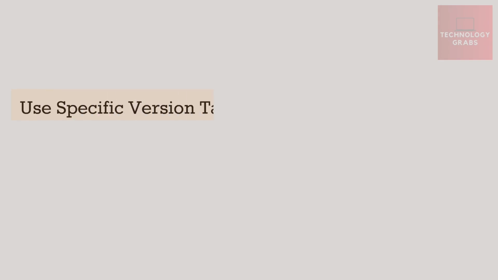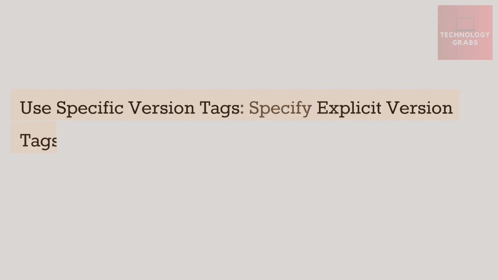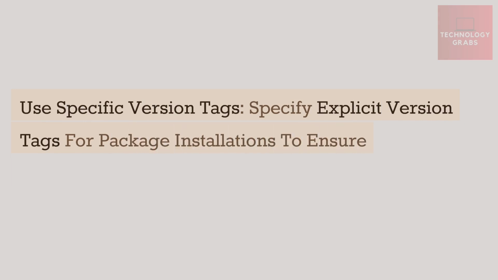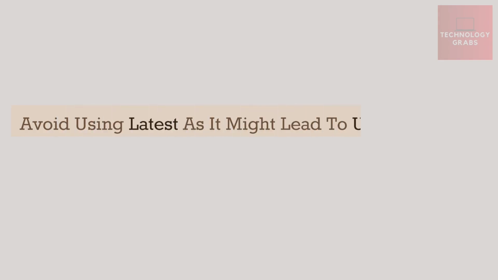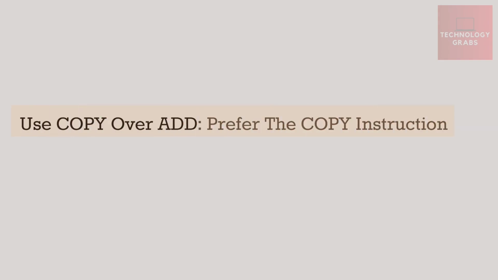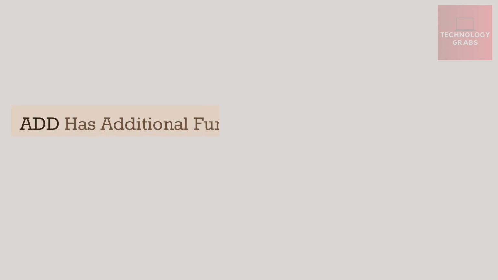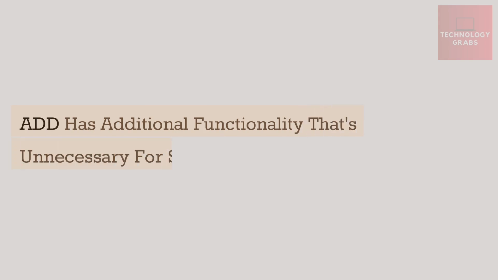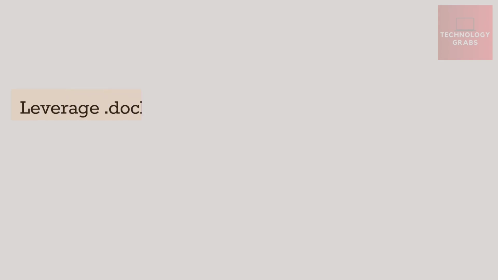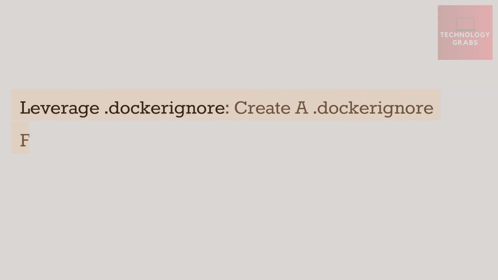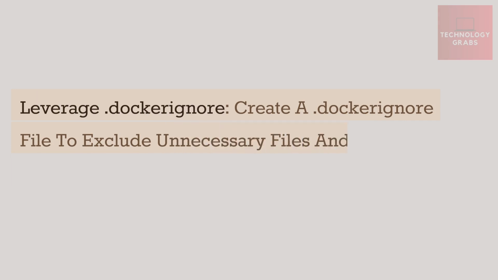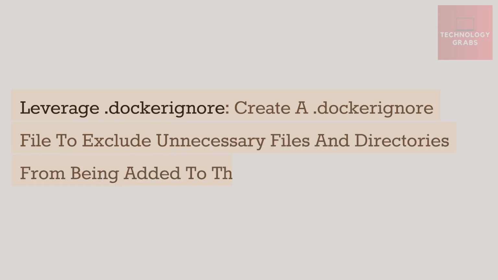Use specific version tags. Specify explicit version tags for package installations to ensure consistency across builds. Avoid using latest as it might lead to unexpected changes. Use COPY over ADD. Prefer the COPY instruction over ADD for copying files into your image. ADD has additional functionality that's unnecessary for simple file copying. Leverage Docker ignore. Create a Docker ignore file to exclude unnecessary files and directories from being added to the image. This reduces the image size and build time.